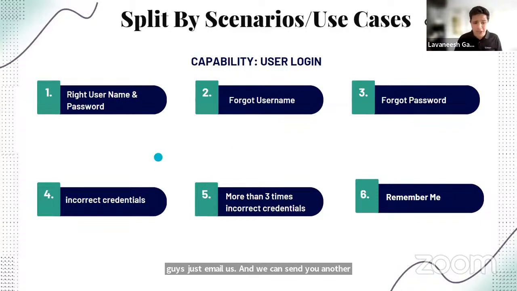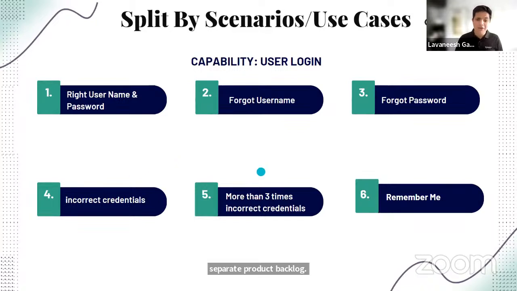Another one could be: what if I provide the wrong username and password? If that happens, what kind of error message should I get? What are the next steps for me? That could also be a separate product backlog item in itself.